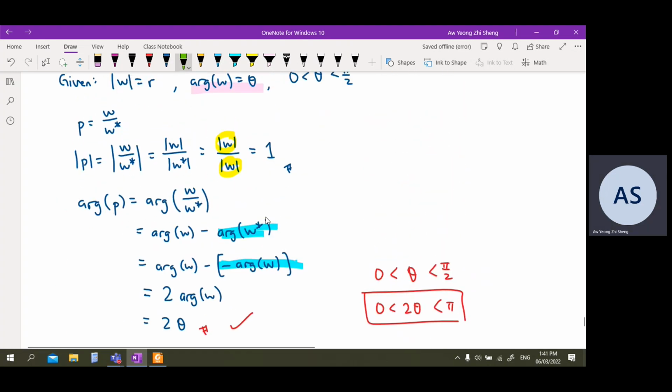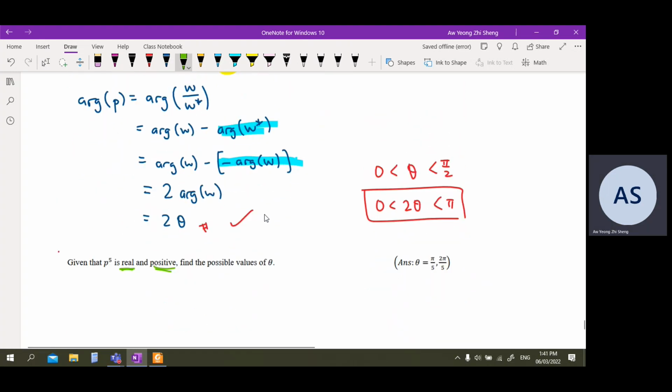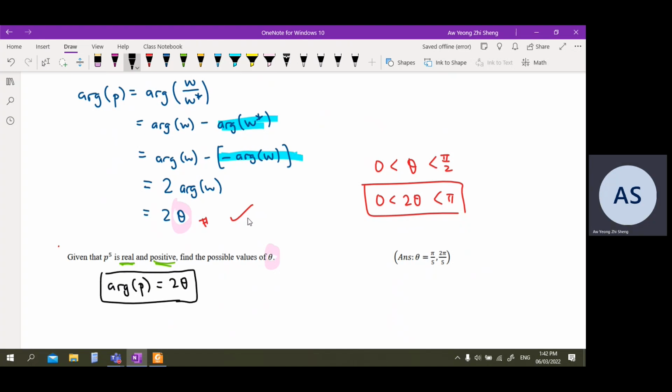You'll have to make use of the information we had just now regarding the argument of p, because to find theta, we'll have to make use of something that involves theta. So let's write this down first. I will use this information later. The argument of p is 2 theta. This is from the earlier work.